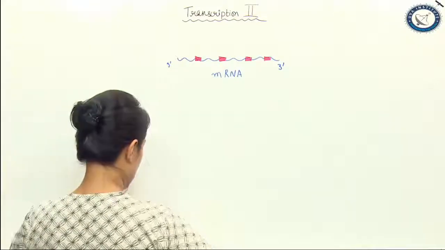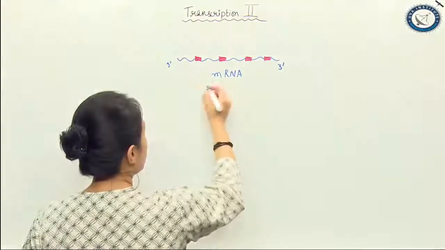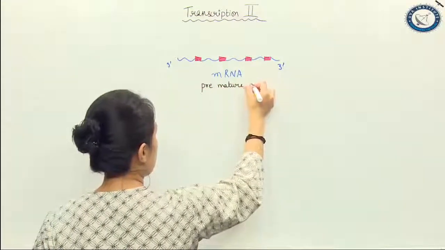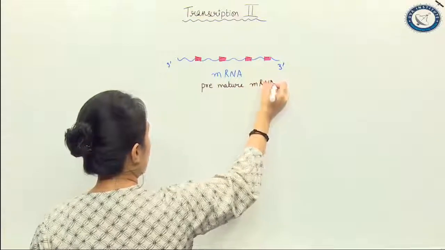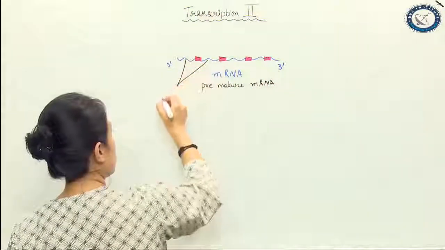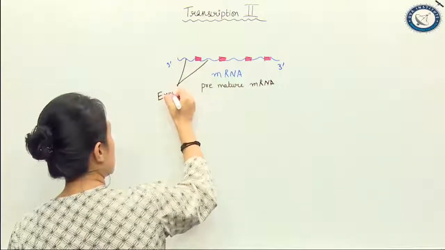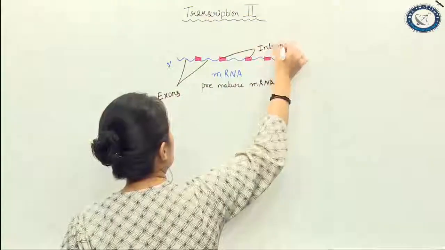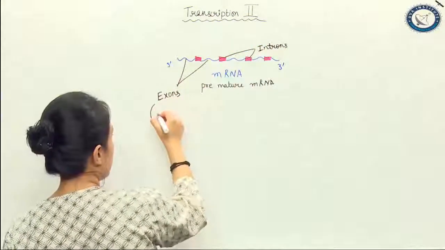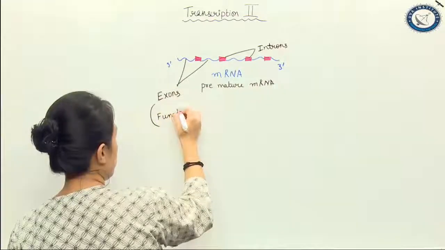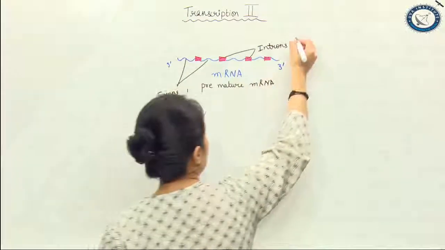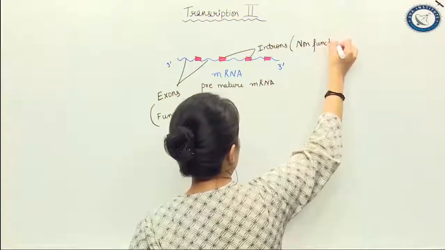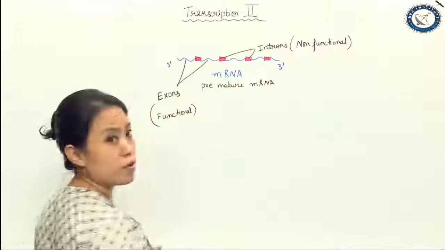These are the certain regions which are present in your premature, that means it is not completely matured, premature mRNA. So these regions, let me say this, are exons, and these ones are your introns. So when I say exons, these are my functional mRNAs, whereas these ones are my non-functional. That means they are of no use to us.